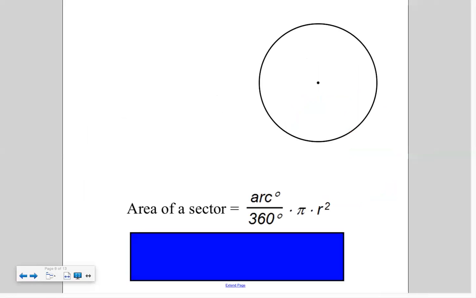All right, so here is the area of our sector. Here is the formula. Area of a sector is the arc degree measure over 360 degrees times pi r squared. So again, it's the portion of the full circle, which is the arc degree over 360, times the area of the circle, pi r squared.